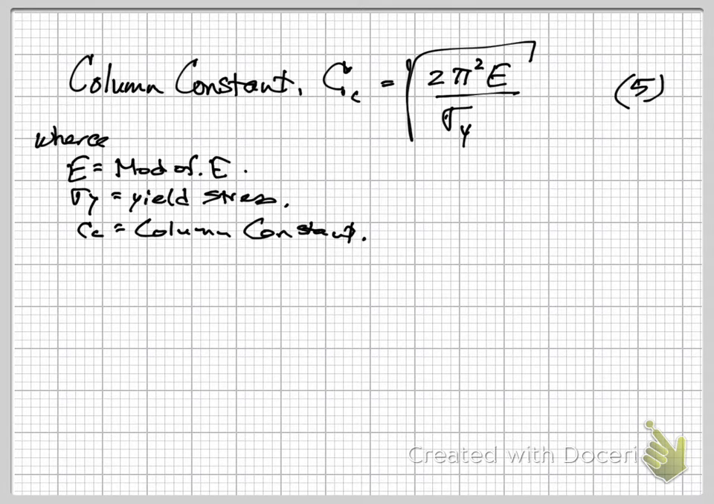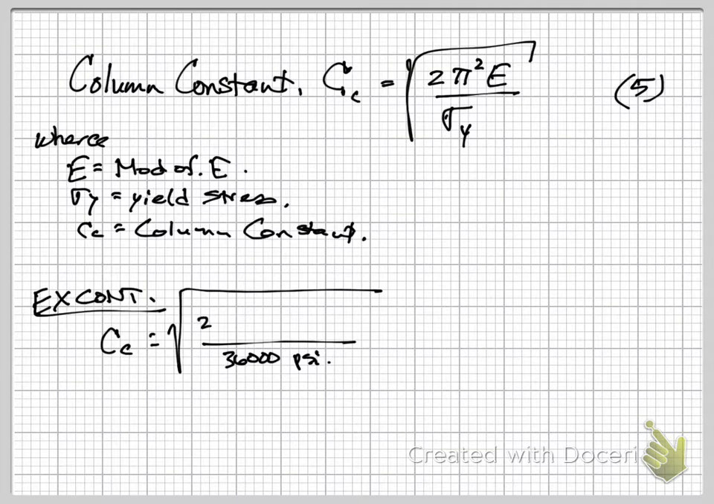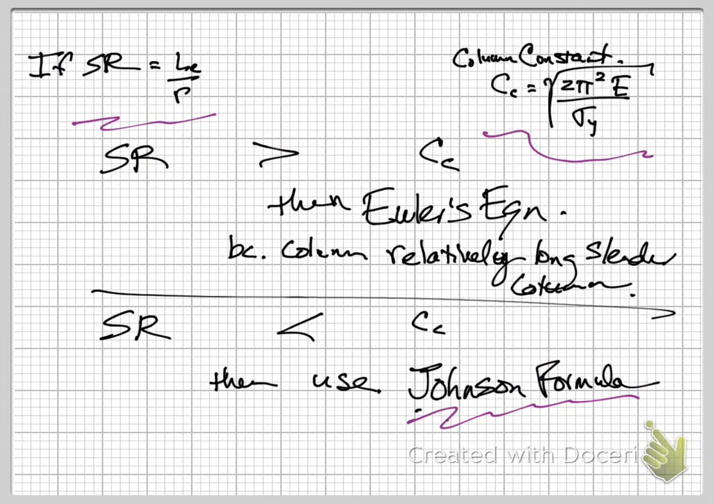If we need to use this definition in our example 1, we can calculate it. Yield stress for this example was 36,000 psi, 2 pi squared times 29 million psi. I get a column constant of 126. And again, so what? Well, we use this column constant and the slenderness ratio to determine which formula to use.